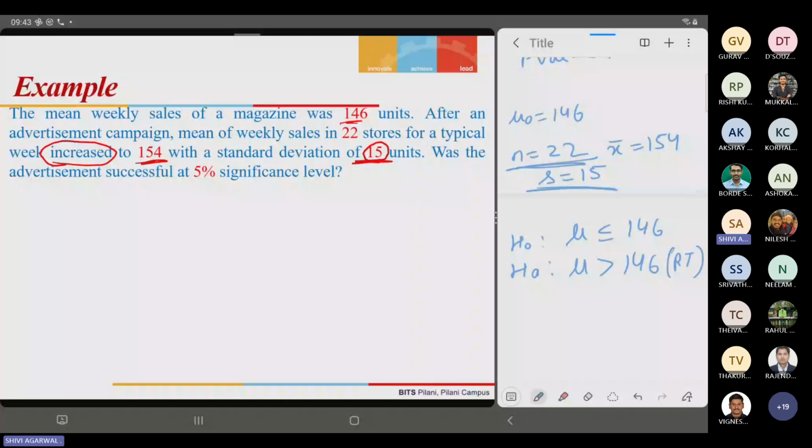All procedures are same. But the important thing that you have to identify is which distribution, which test statistic we are using here. Correct? So here alpha is given as 0.05. And here we are using the T distribution.